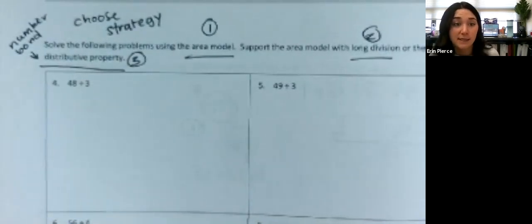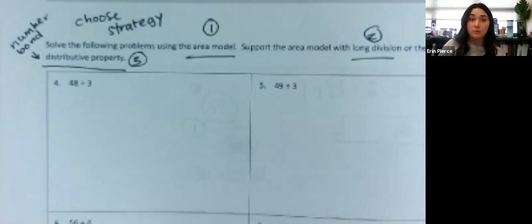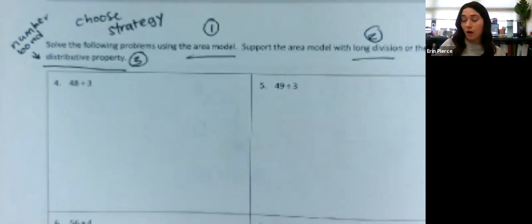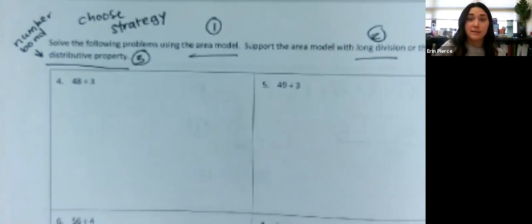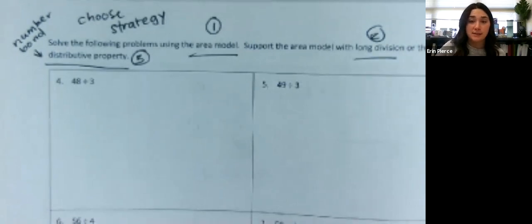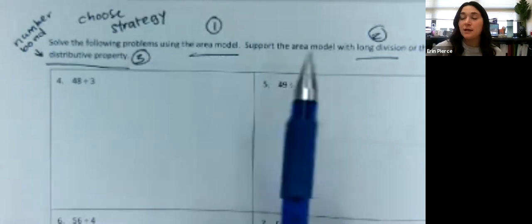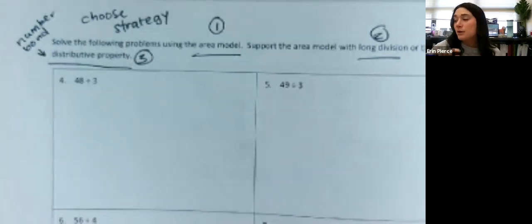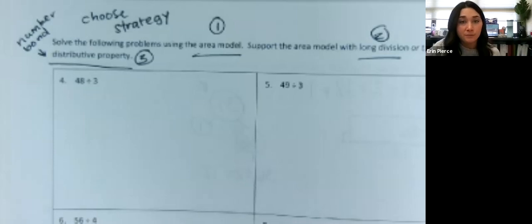I'm going to give us independent time right now to work on all 6 questions. That's not saying you're going to get done with all 6. You are going to just get some practice time in. So you are choosing if you want to do area model, long division, or distributive property. And you are going to spend the next 10 minutes while we're still on Zoom to work on these 6 questions. And I will go over the answers of some of them in 10 minutes, okay?